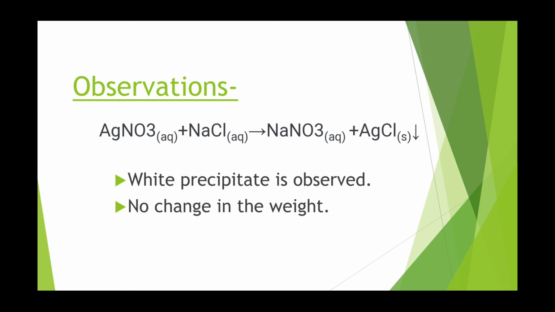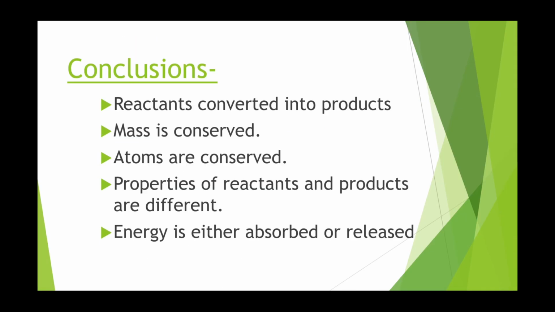And the last observation is about the weighing, regarding the weight of the conical flask before the chemical reaction and the weight of the conical flask after the reaction. There is no change in the weight of the conical flask. From all of these observations, what can we conclude? The conclusions are, obviously, whenever any chemical change or reaction takes place, the reactants are converted into products.